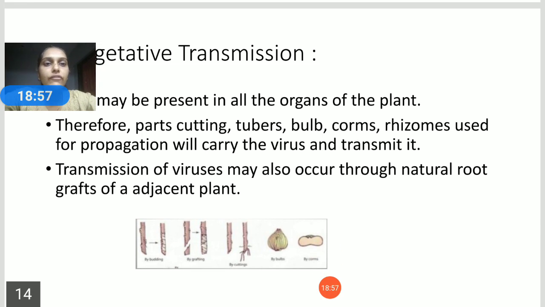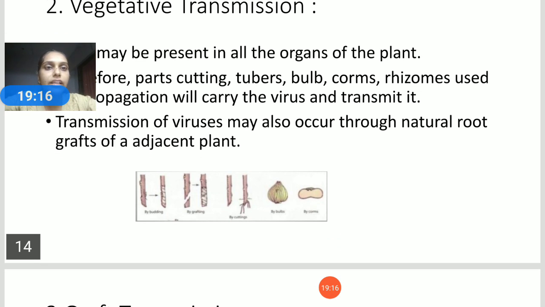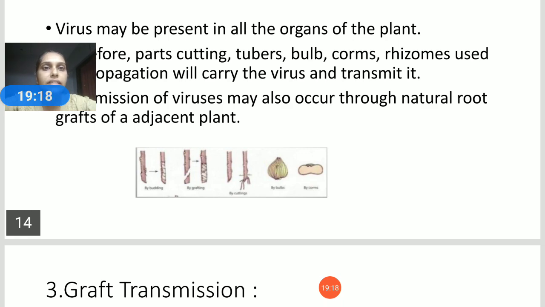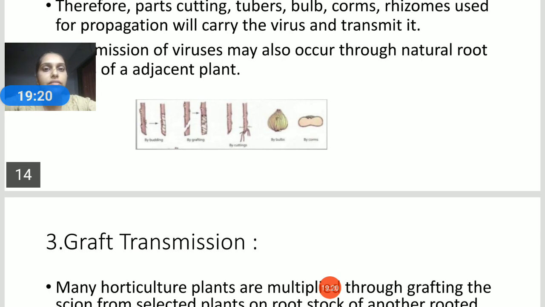In this figure we will see root grafting. In root grafting we cut the roots or graft onto the roots. Then after, the grafting occurs and the virus enters, so we will see the disease, or transmission of the virus, occurring by vegetative transmission.